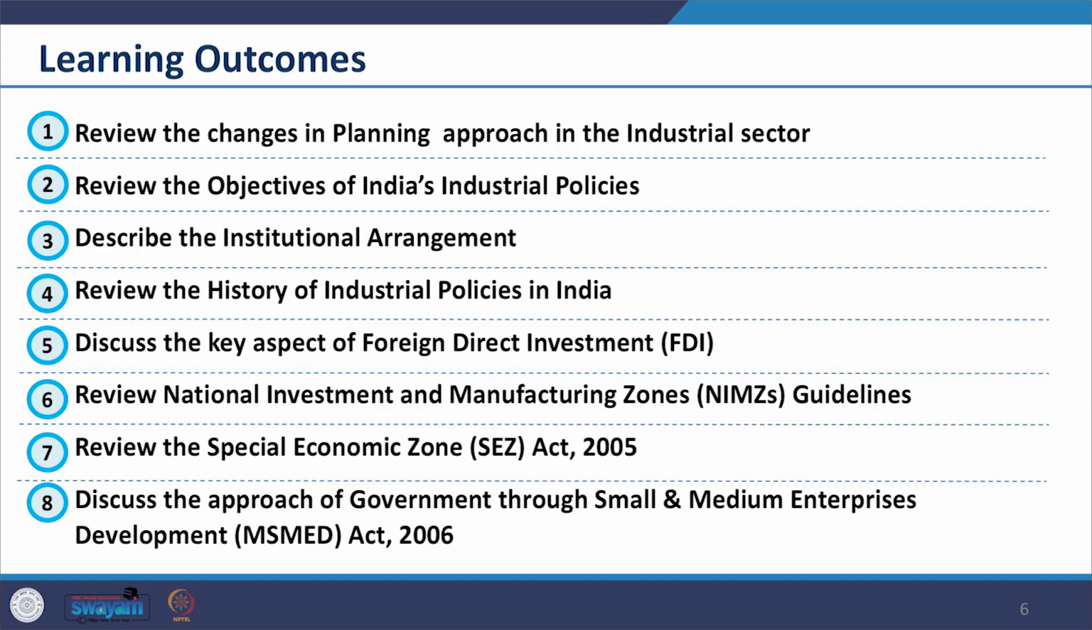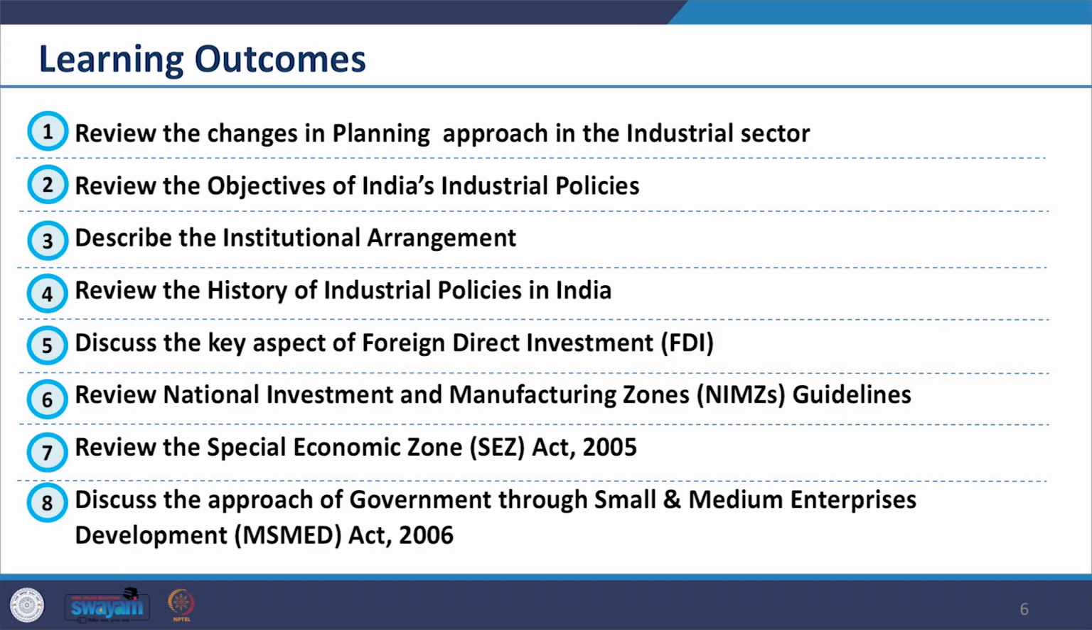The expected learning outcomes after you finish this session are that you should be able to review the changes in the planning approach in the industrial sector, and connect all the objectives with the historical journey and see what kind of interventions we have been taking. You should be able to review the objectives of India's industrial policy, describe the institutional arrangements, and review the history of industrial policy in India.